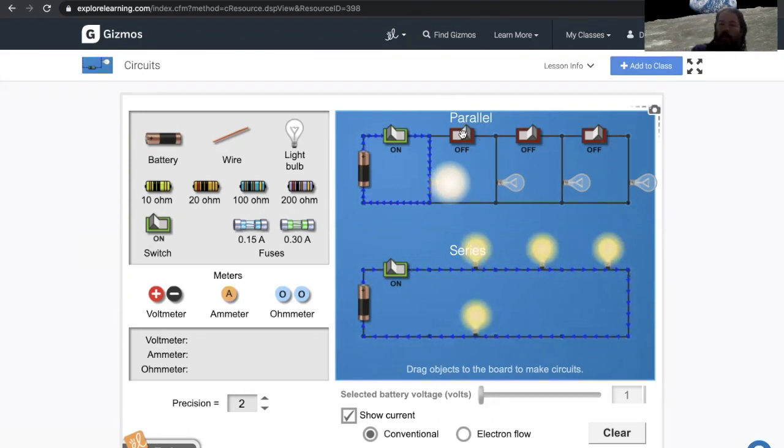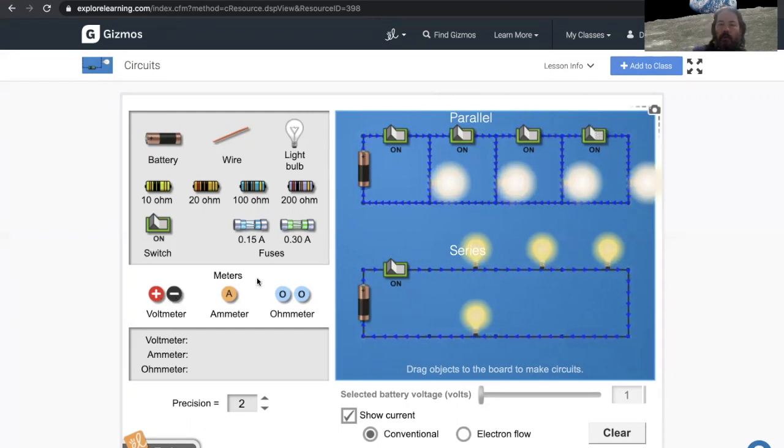I've set this up with a switch, so I'm going to turn on the switch and notice the current is following this path. Then it's going to divide, it's going to split. But notice both light bulbs are bright, the same brightness. In fact, this one did not change its brightness. I add another light bulb and then a fourth light bulb.